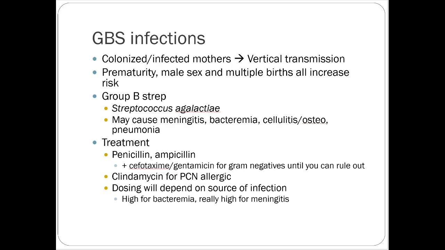If somebody is penicillin allergic, clindamycin is an alternative that covers group B strep really well. It's probably the primary one we're going to be using. So, again, very similar, if not identical, to how we treat an adult.